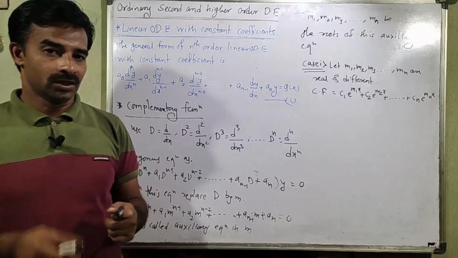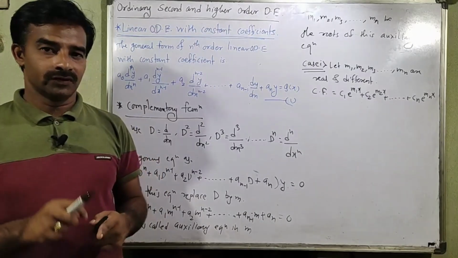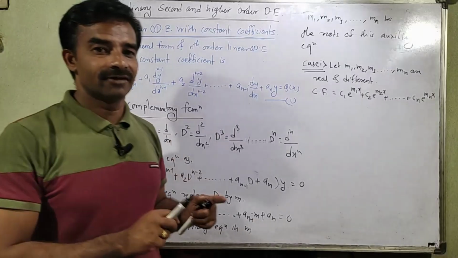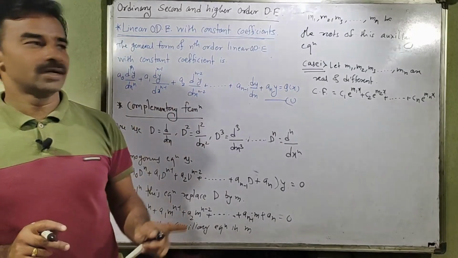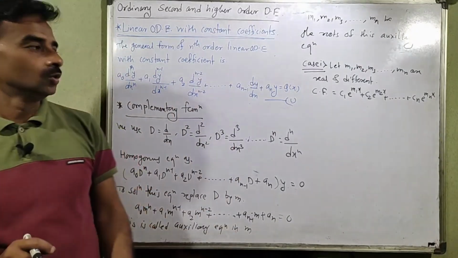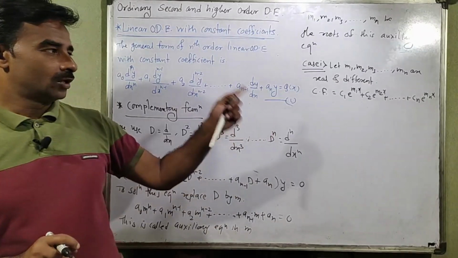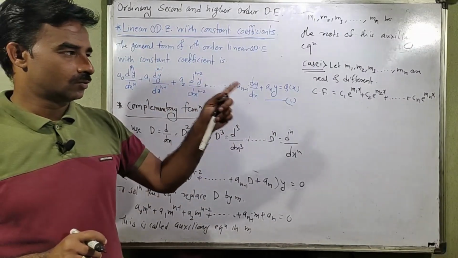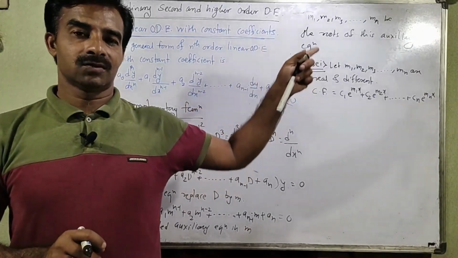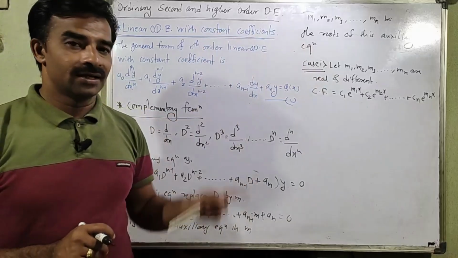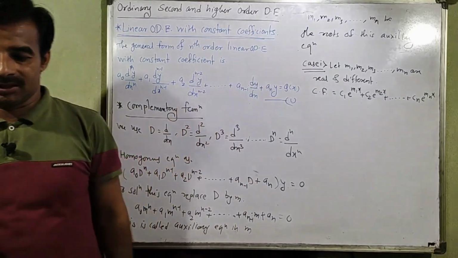Case 1 is: all the roots are real and different from each other. At that time you will get the complementary function equal to c1 e raised to m1x plus c2 e raised to m2x plus c3 e raised to m3x plus and so on up to cn e raised to mnx.